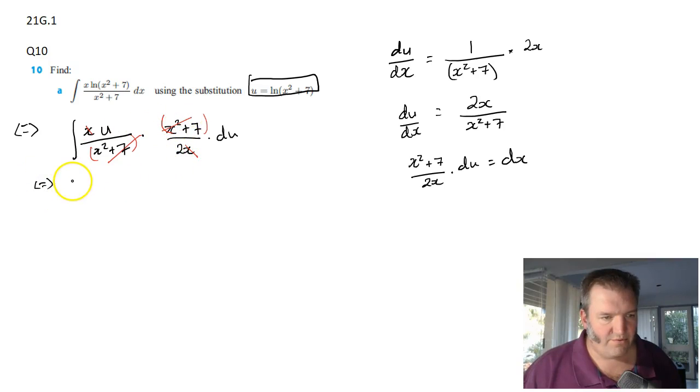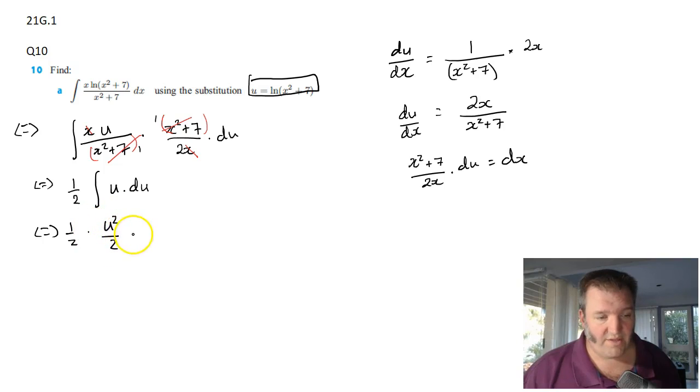I've got a 2 on the bottom, so let's put that as a half out the front, because 2 is 1 over 2. You can see there that would be a 1 there and a 1 there. So 1 over 2 times the integral of u du. Well, the integral of u, we know how to find. This is going to be a half multiplied by u squared over 2 plus c. Now the c doesn't matter whether it gets multiplied by the half or not, so let's just put the c out there separately. So this is equal to u squared over 4 plus c.